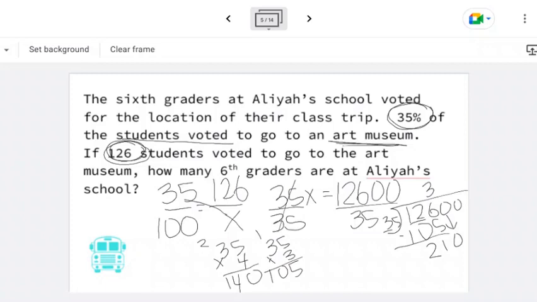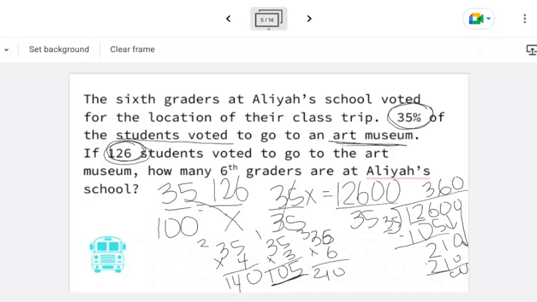Ooh, I can tell something. 105 doubled is 210, so I'm going to double my 3. So 35 times 6: 6 times 5 is 30, 6 times 3 is 18, plus 3 more is 21. So exactly what I wanted was a 6. Subtract. Get 0. I got 1 more 0. Sorry, I'm running out of room. 35 goes into 0 zero times.